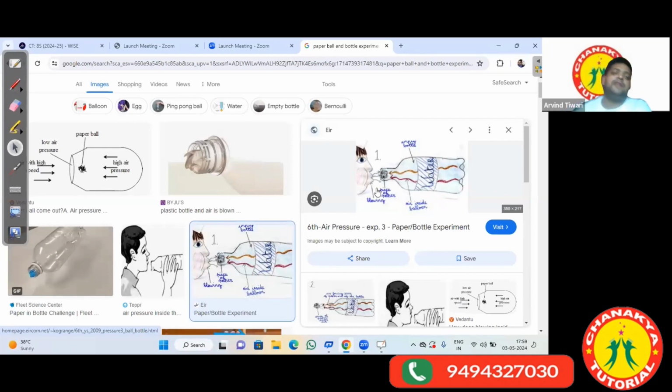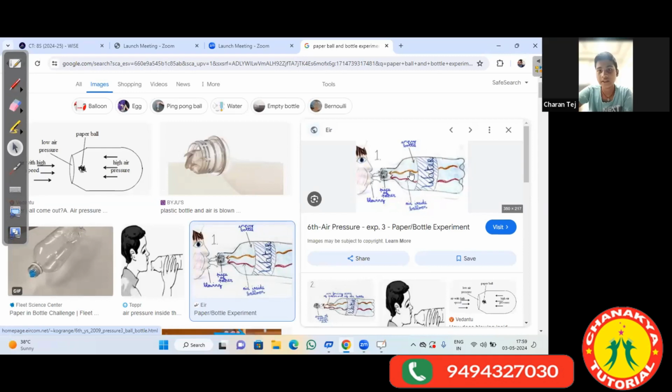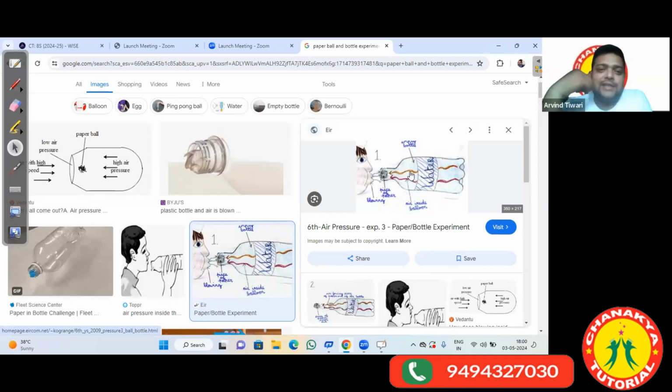So how many of you take the challenge that they will be able to do it? You just have to blow air, and by blowing air, you have to push this paper through your blow. This paper should go inside the water bottle. Remember, your bottle has to be kept horizontal, not tilted. Just keep it horizontal like this and blow air into it. Sir, will it go inside or will it not go? So that's the challenge.